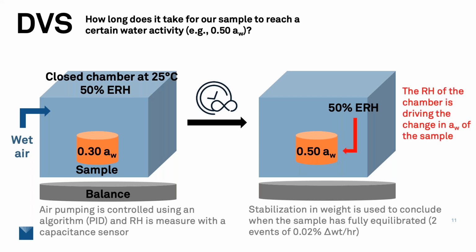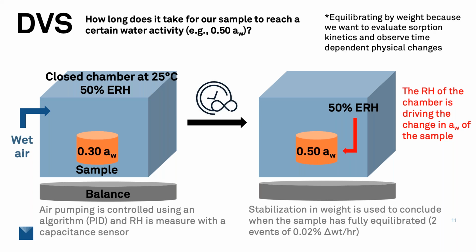I want you to keep in mind here that in this instance for DVS, the relative humidity of the chamber is driving the change in water activity. And Mary is going to show you a very similar figure for a different method, but this arrow is going to be in the opposite direction.